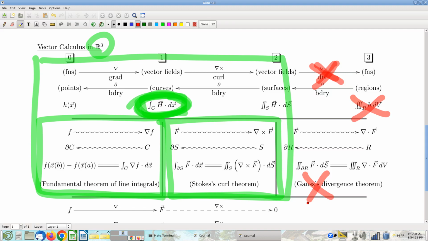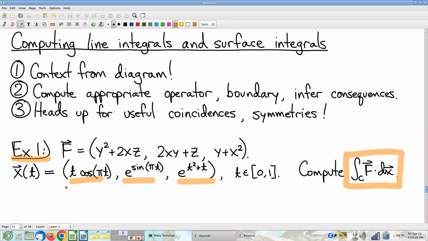Wait, why do you think Green's is not relevant? Because that's a 2-dimensional theorem, and the question we've been asked here is a 3-dimensional question by virtue of the curve having 3 coordinates, so we're in 3 space. Yep. All right.